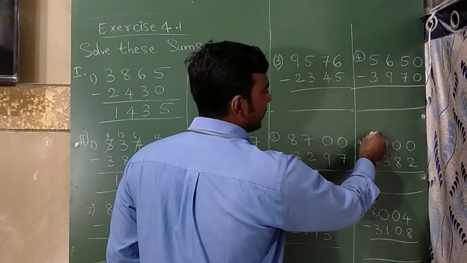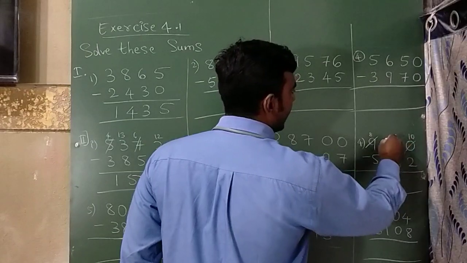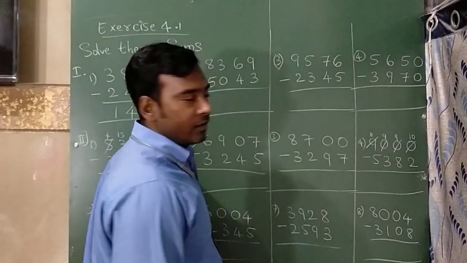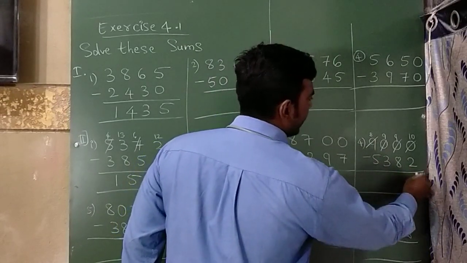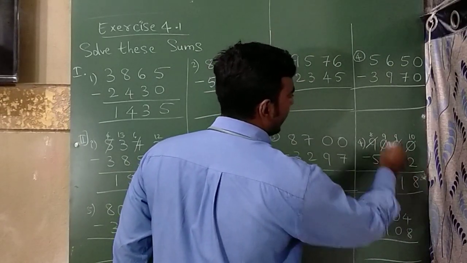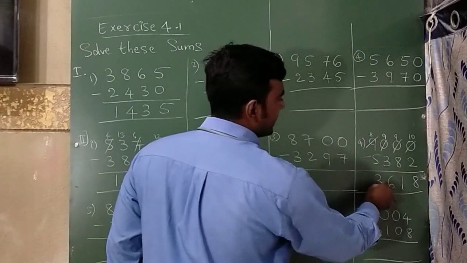So if I borrow, this will become 8 and this will become 10, this will become 9 and this will become 9. Fine. Now 10 minus 2 is 8. 9 minus 8, 1. 9 minus 3, 6. 8 minus 5 is 3.